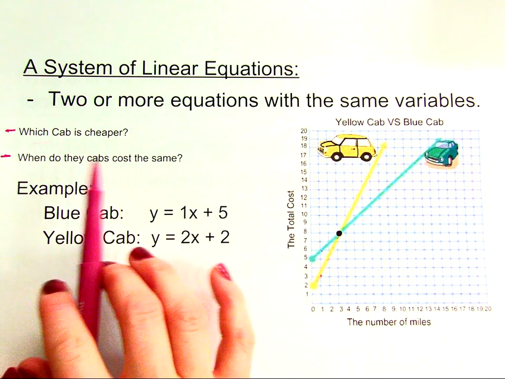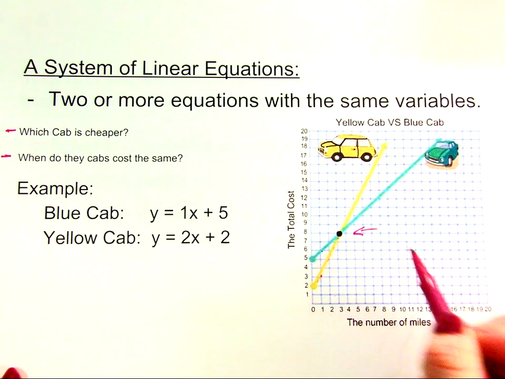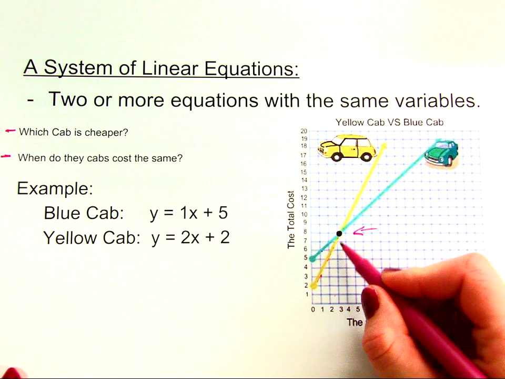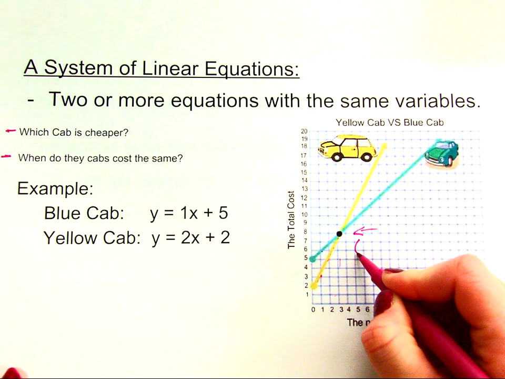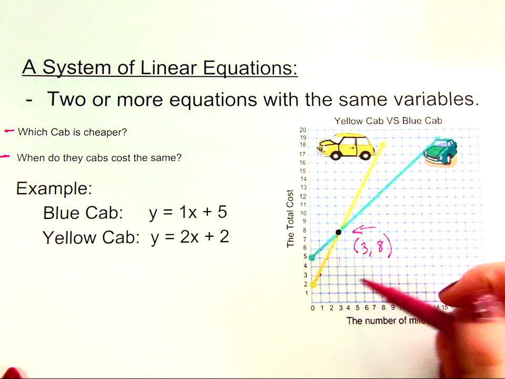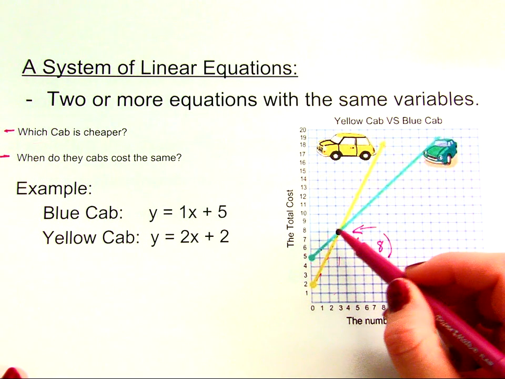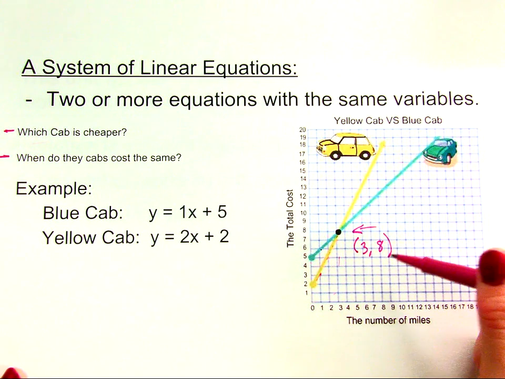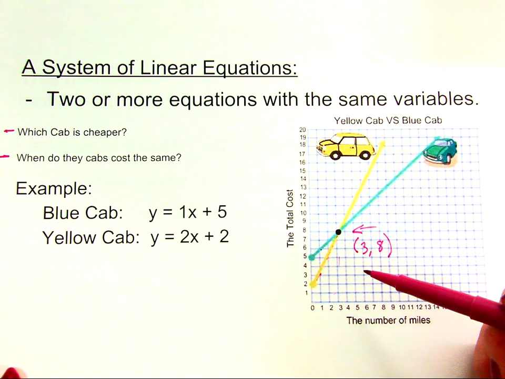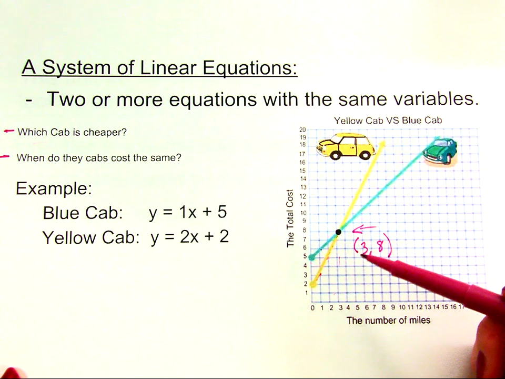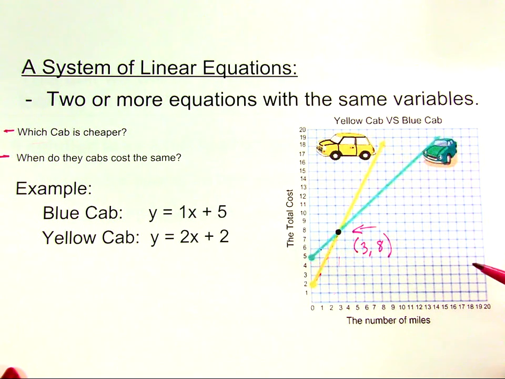When do the cabs cost the same? That's right here where they intersect. If I write the coordinates for this point, I've got (3, 8), which means 3 miles cost me $8 in either cab. Whether I'm in the yellow cab or the blue cab, if I travel 3 miles, it's going to cost me $8. So that's just one of the things we might be able to do with some systems. For the next couple videos, we're going to take that story away and focus on just the math, and then we'll bring the story back into it.